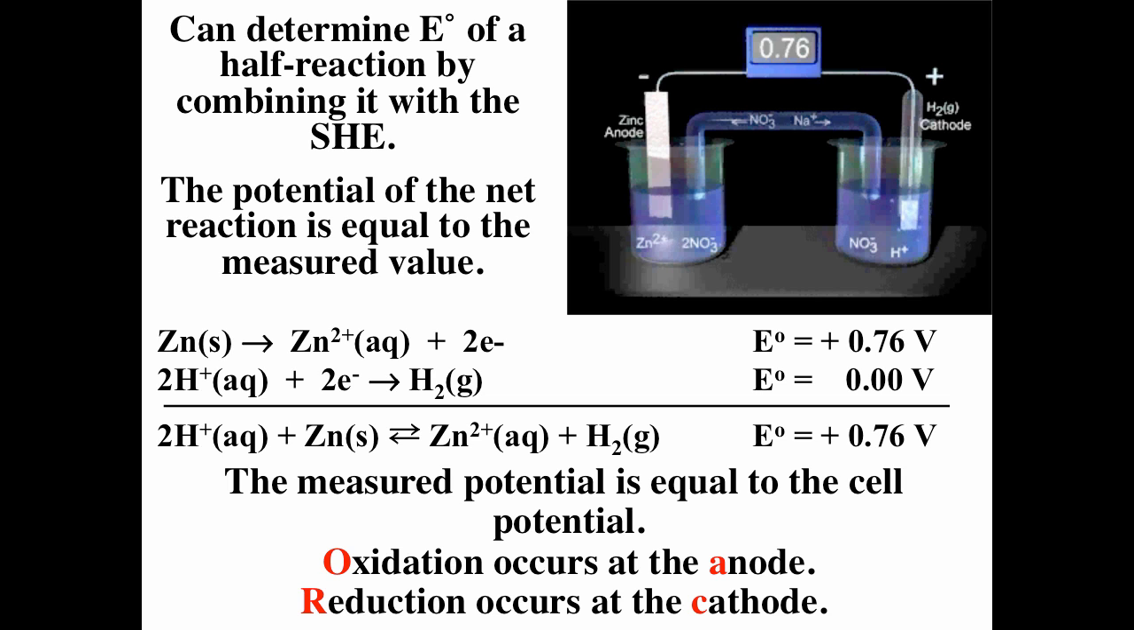The cell potential of a voltaic cell, such as this zinc hydrogen cell, can be thought of as the sum of two half cell potentials. Under standard conditions, the cell potential, E0, is the standard reduction potential of the cathode minus the standard reduction potential of the anode.